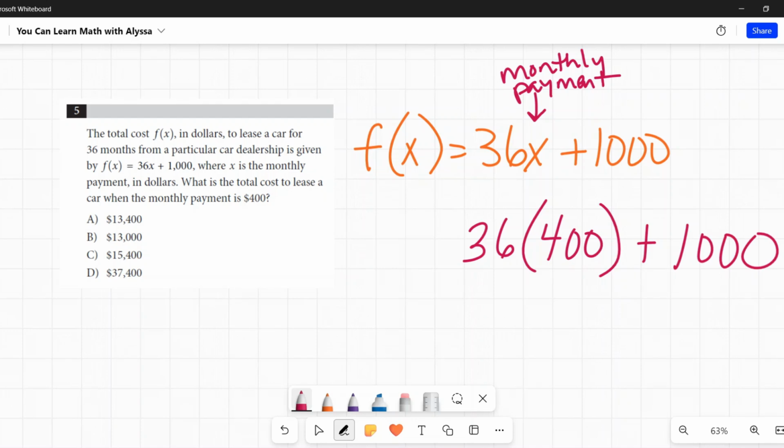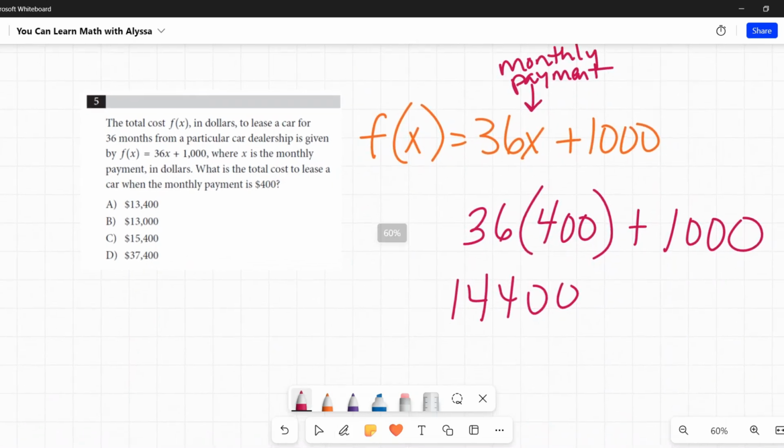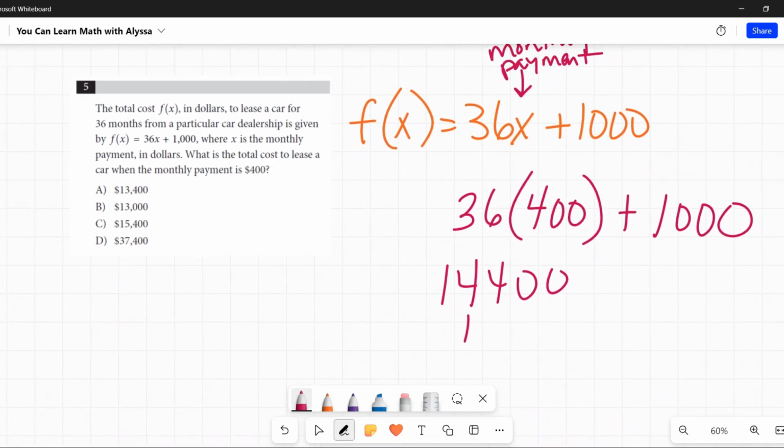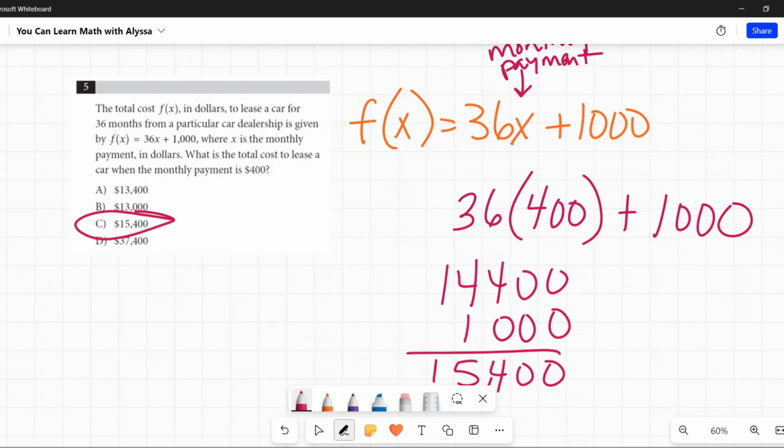You're welcome to use your calculator if you want. 36 times 400, 36 and 4, 72, 144, 2 zeros. All right, so 36 times 400 is 14,400. And we're adding another 1,000 to that. So my grand total would be $15,400. C is my answer.